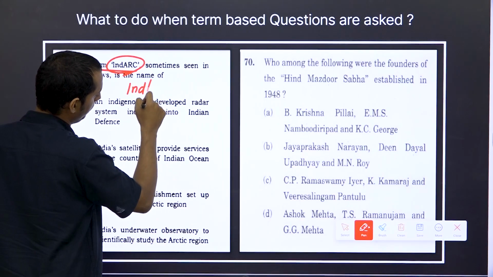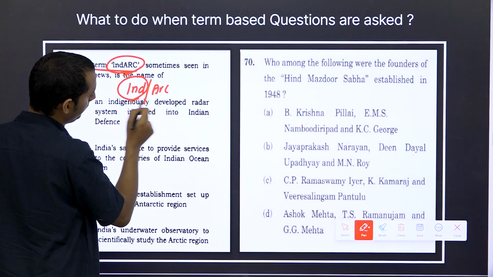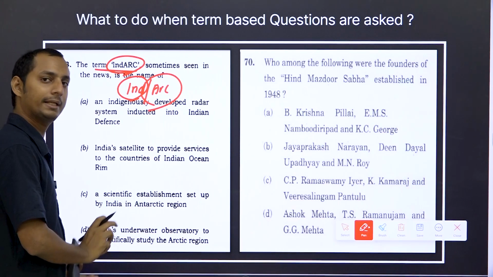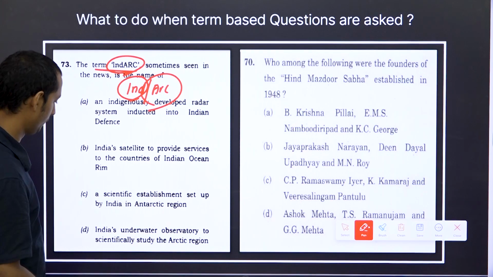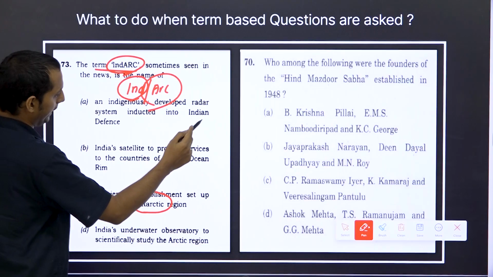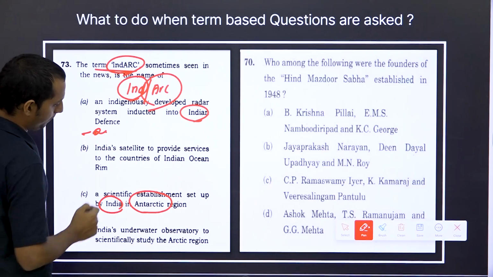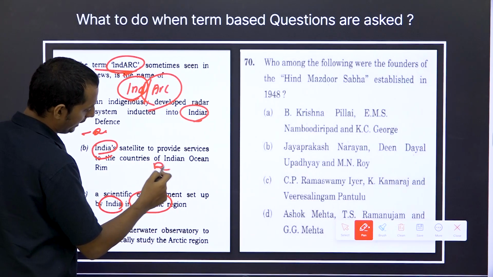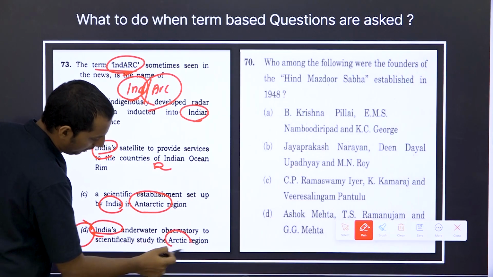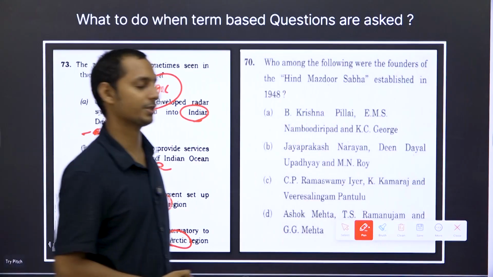So, "in arc", you split it into India and also Arctic. Now, among the four options, in which can you find both India and the word Arctic? Here, India is given, but then Antarctic is given. Here, India is given, but no Arctic is not there. Here, India is given, but then no Arctic is there. But then what about option D? Here you can see India and also the word Arctic is here. Therefore, you can take option D as the answer.